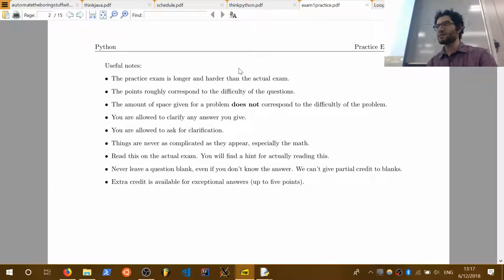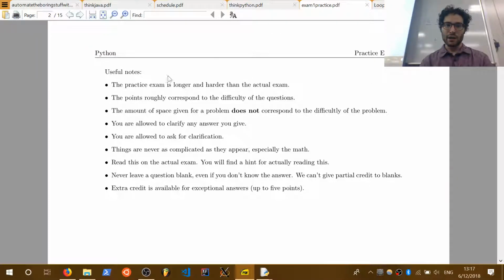Now this may seem really weird, but the reason for it is that this prevents you from banging your head against a single problem because you forgot a syntax error and it won't run, right? Because then I can just simply tick off a point and let the code keep going. So the practice exam is longer and harder than the actual exam. The points roughly correspond to the difficulty of the problem. The amount of space given for a problem does not correspond to the difficulty. It corresponds to the amount of space I think you might like to use.